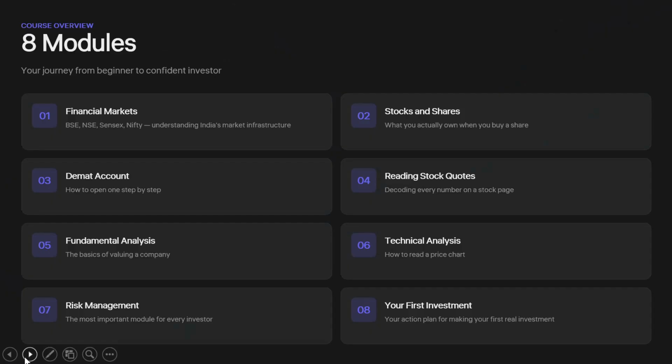So, let us begin. Before we dive in, let me give you a map of where we are going. Module 1 covers financial markets. In that, we cover what is BSE, NSE, Sensex, Nifty, etc. Module 2, we cover stocks and shares, what you actually own when you buy a share. Module 3 is the demat account, how to open one step by step.